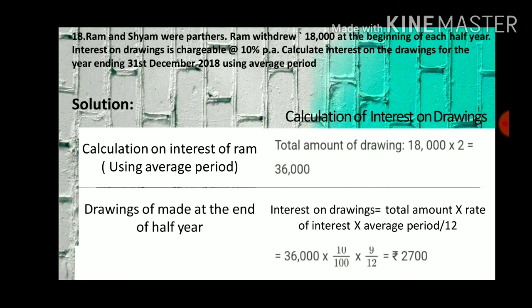So 9 by 12, we get rupees 2,700. The interest on drawing of Ram.